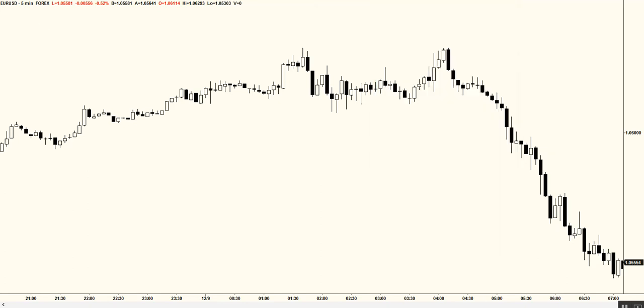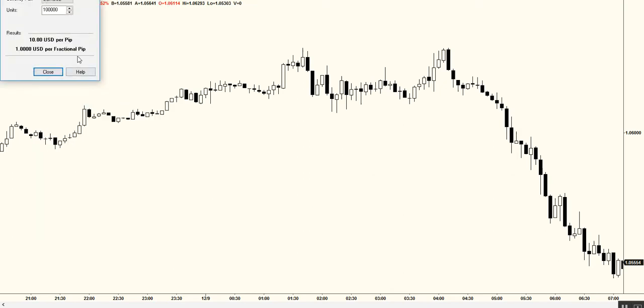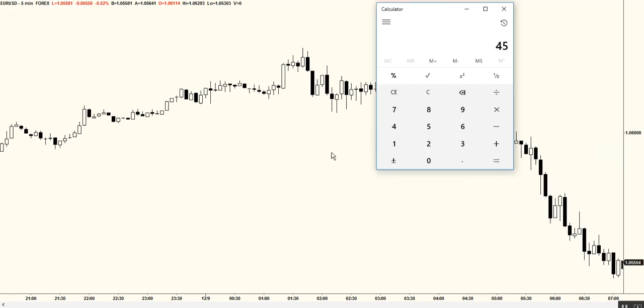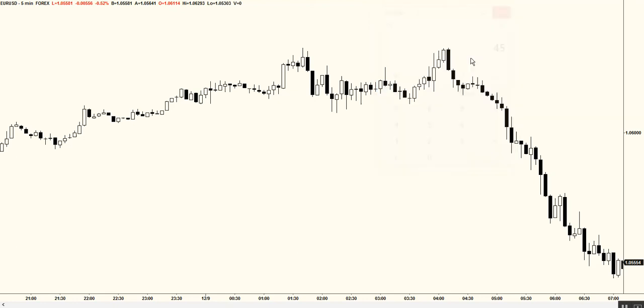Well, let's look at a pip calculator. That's a standard lot of 100,000 units. Let's say we're trading maybe 5,000 units, or let's say we traded 10,000 units. That's $1 per pip, okay? Well, from here to here, let's just say we make 45 pips. So that's $45. That's real money.